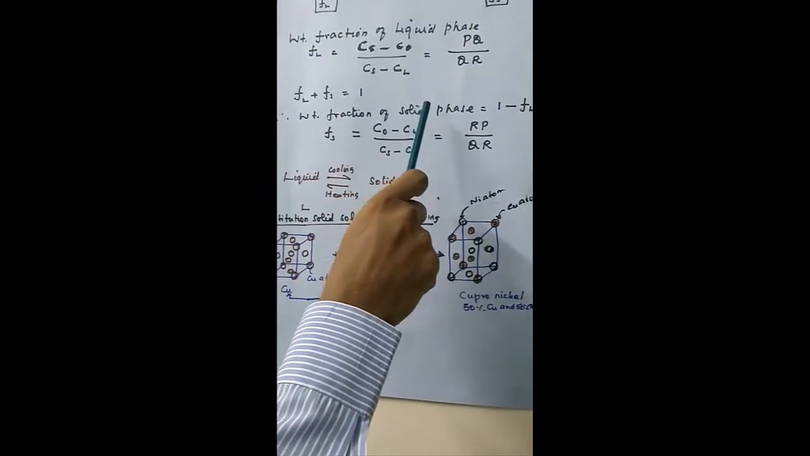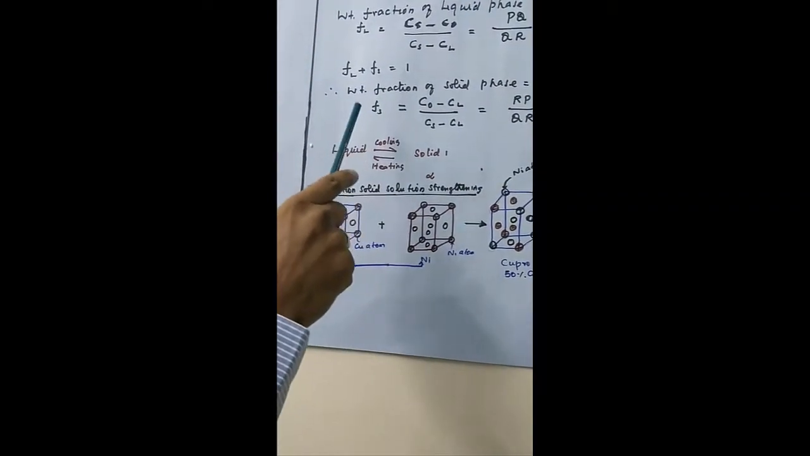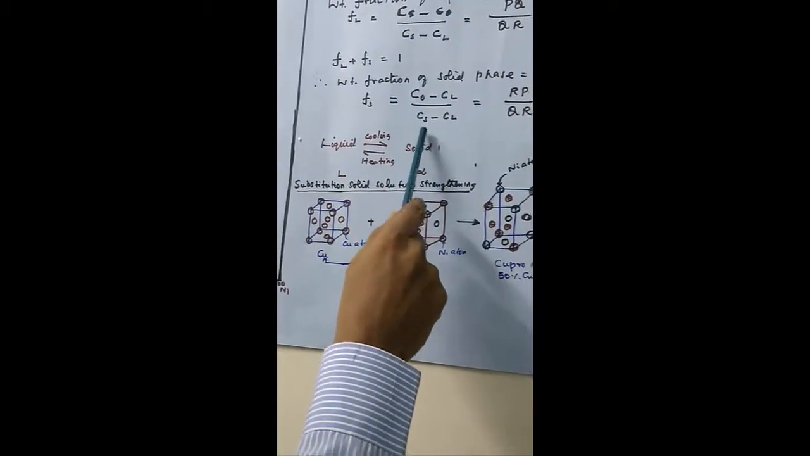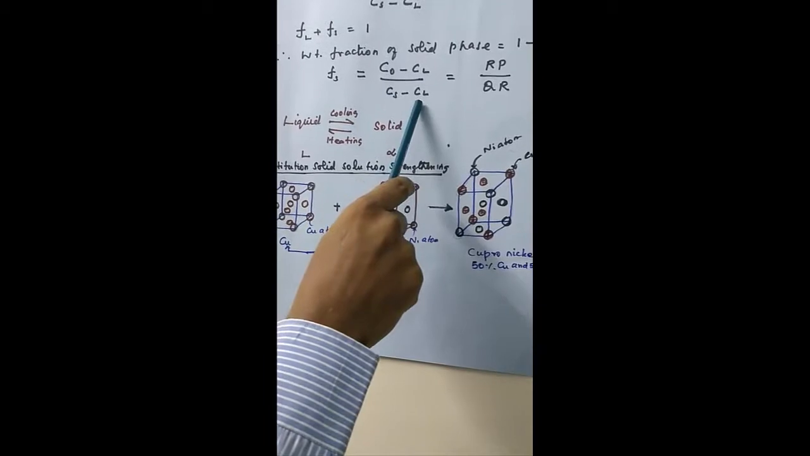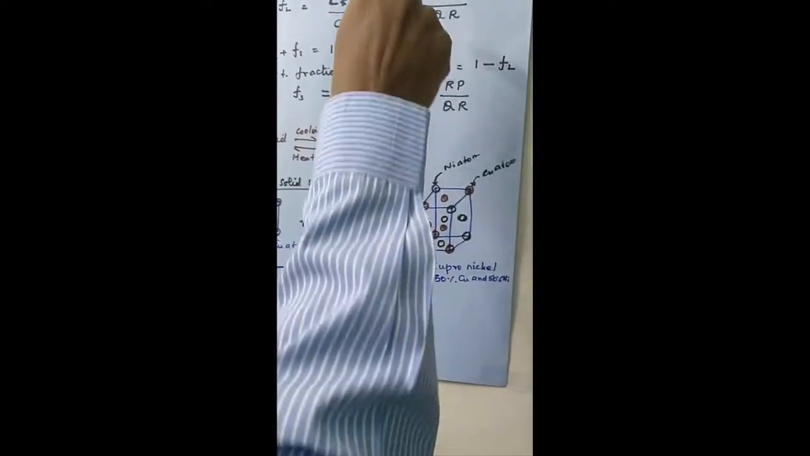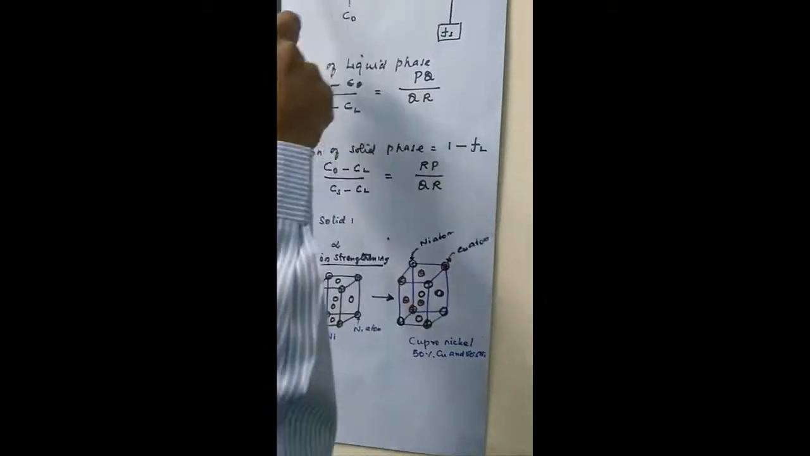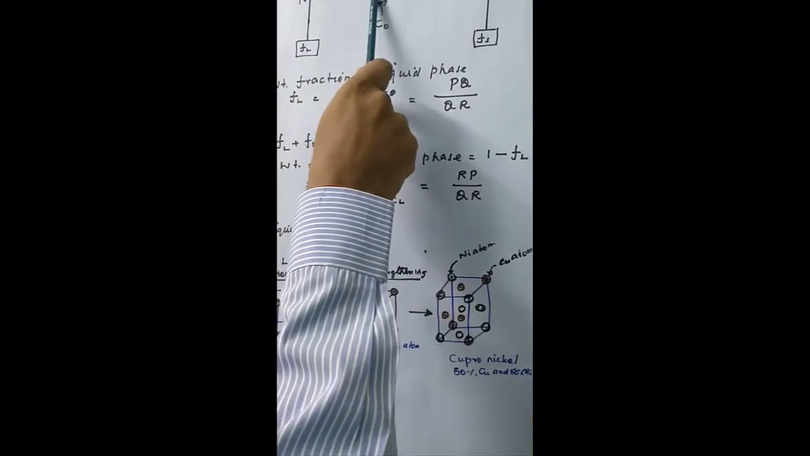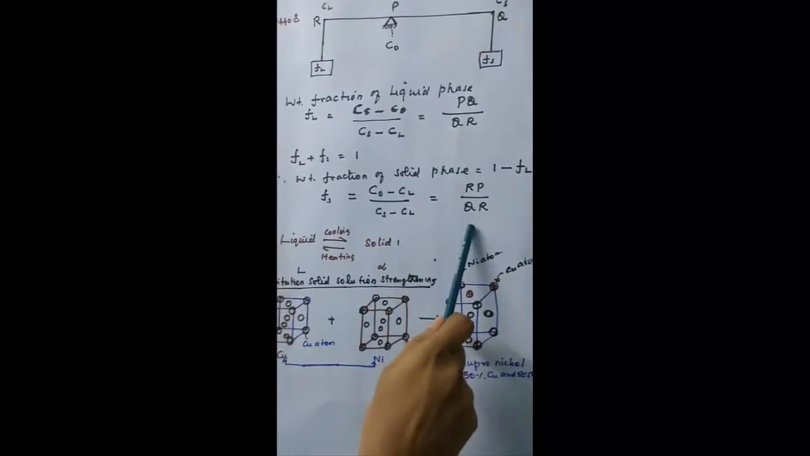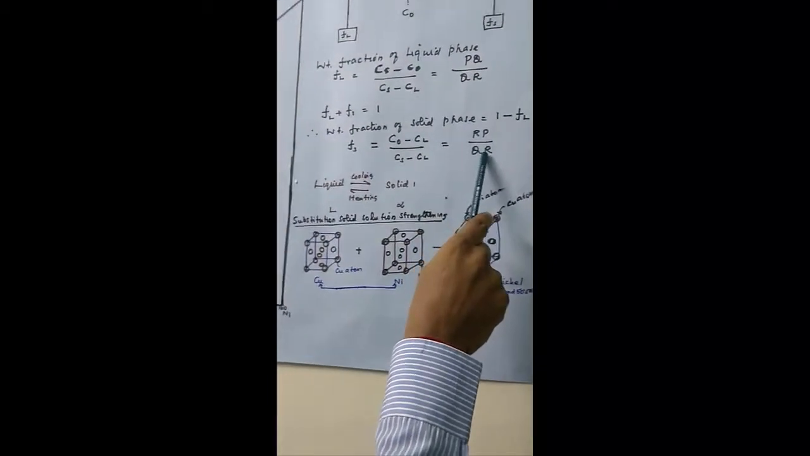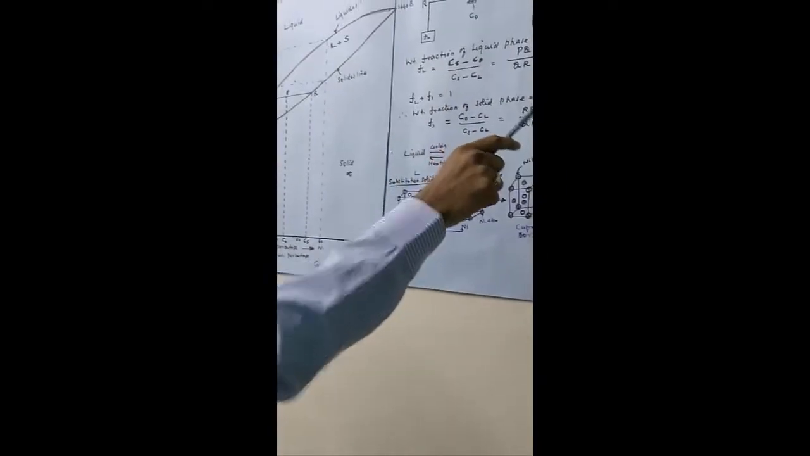So the weight fraction of solid phase is equal to 1 minus FL. The weight fraction of solid phase can be calculated using this formula, C0 minus CL divided by CS minus CL. For this, you have to apply this simple rule. Here is the fraction solid, so the segment opposite to this point is RP, divided by QR, that is the total length of the line. So RP by QR gives the weight fraction of solid phase.